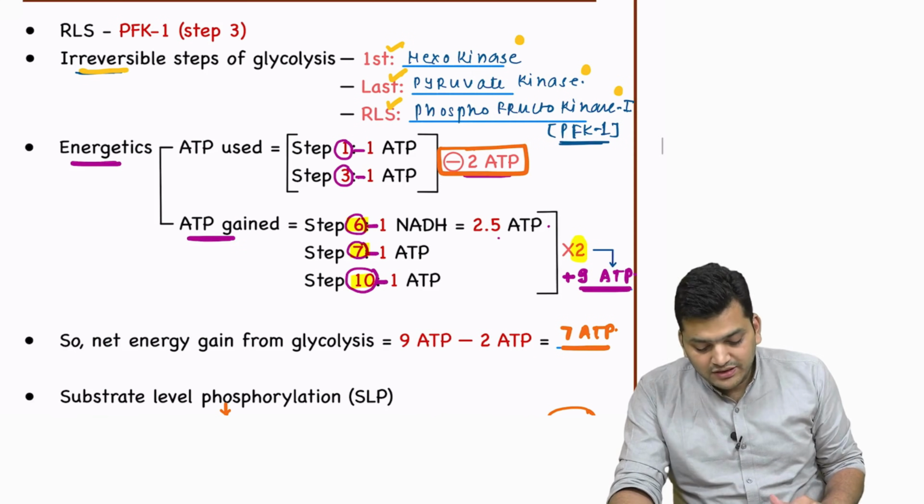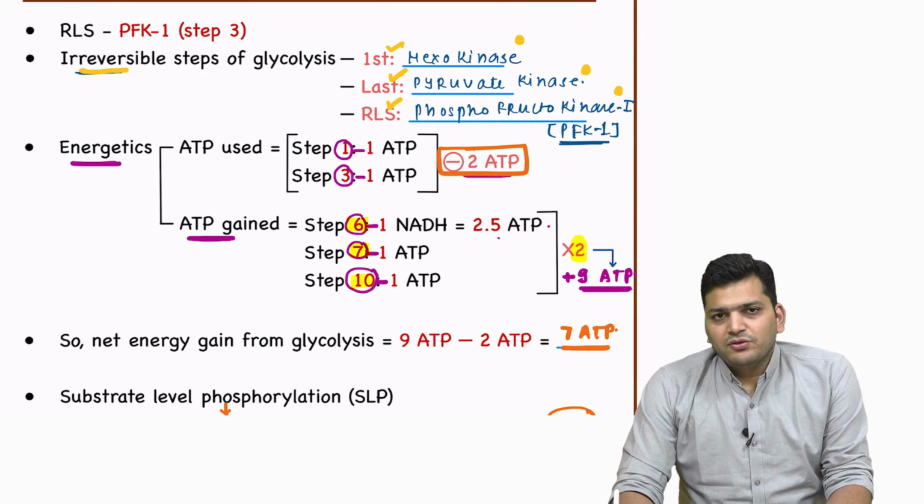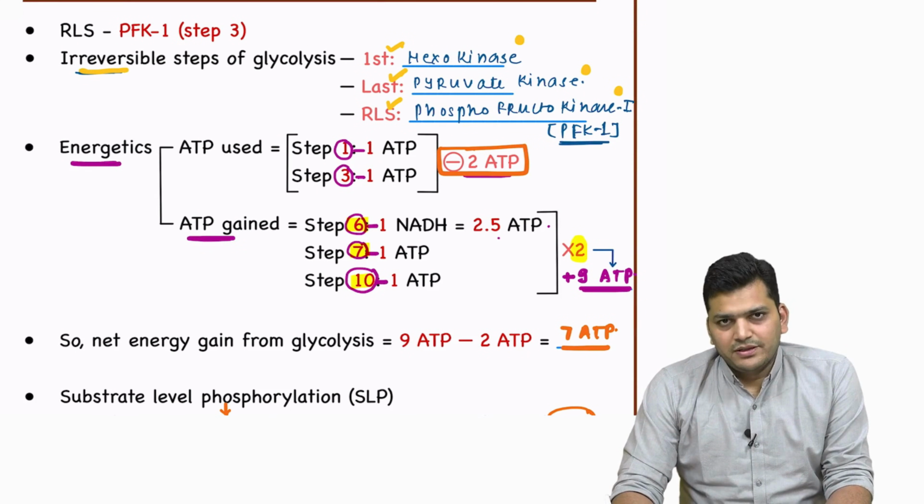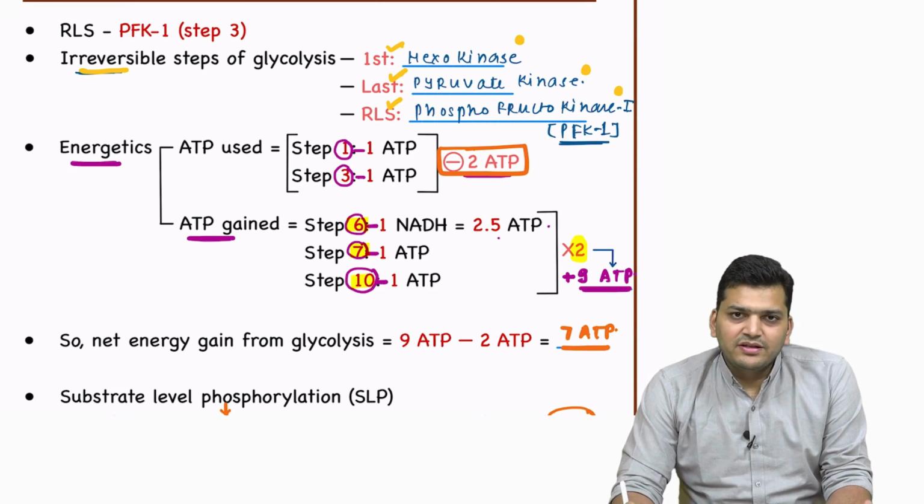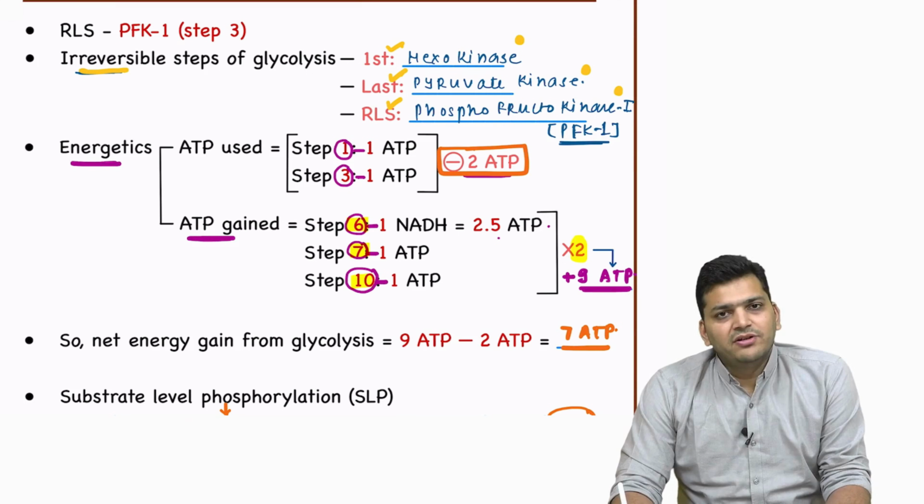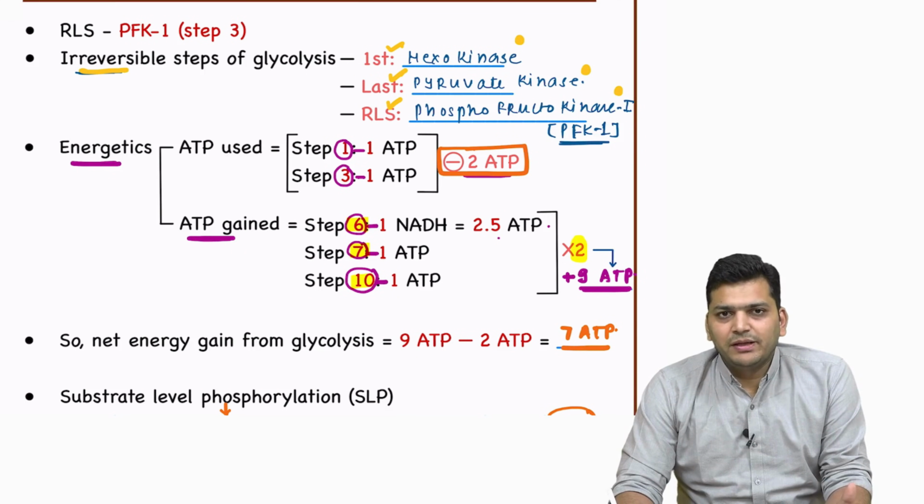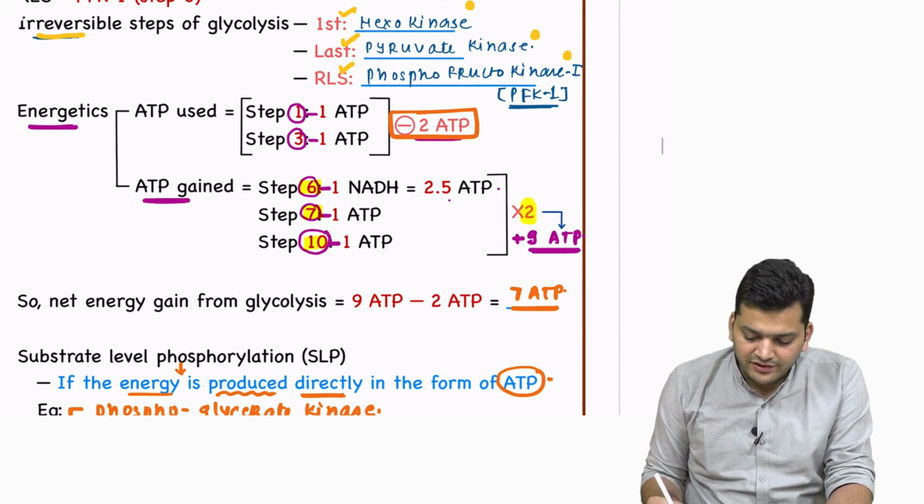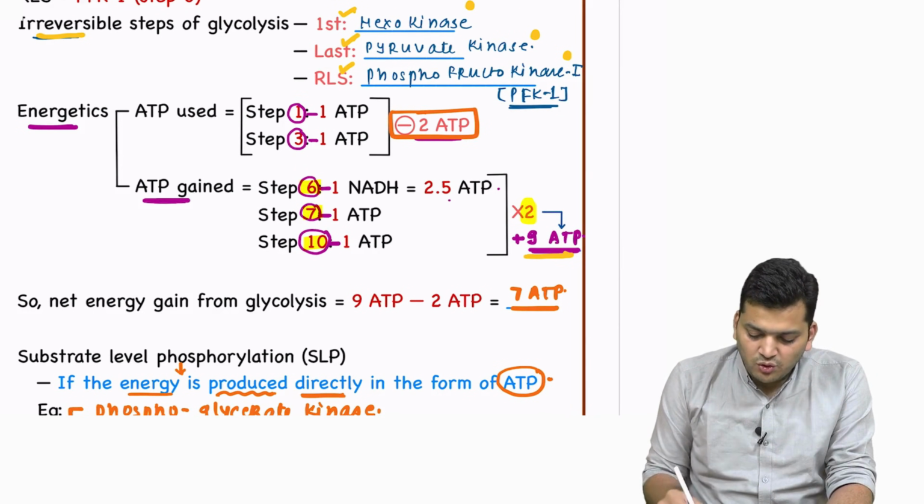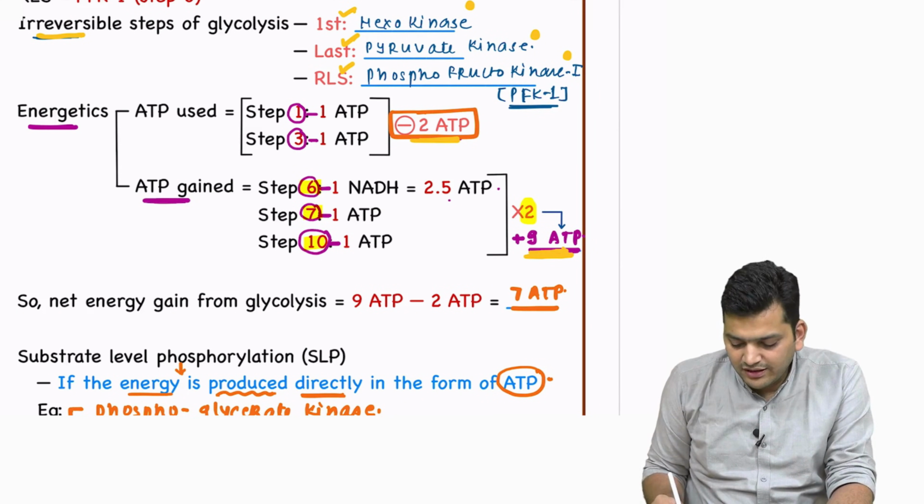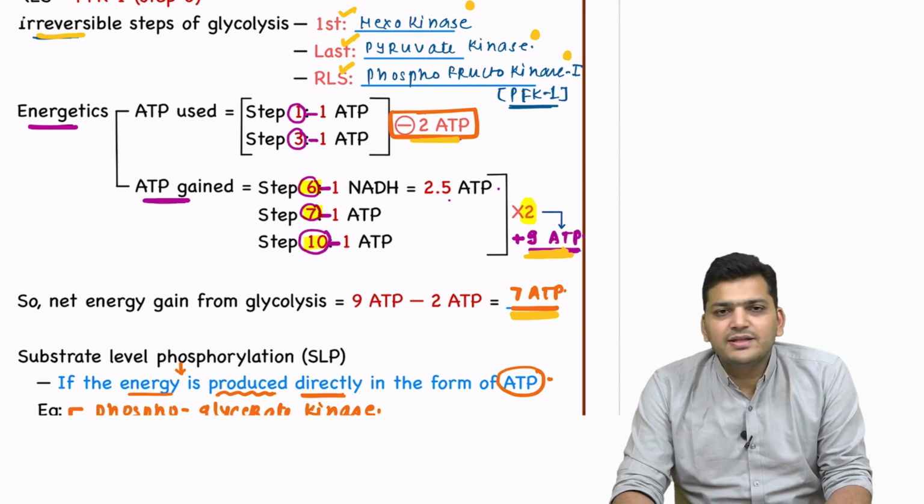When it comes to energetics, in this entire process, we are going to invest 2 ATPs. Out of the first 5 reactions, actually it's the first one and the third one where we invest 1 ATP each. So total investment is 2 ATPs. And what we are going to get in return is 9 ATPs. So out of 2 ATPs, we are going to get 9 ATPs. So the net benefit from glycolysis is going to be 7 ATPs.